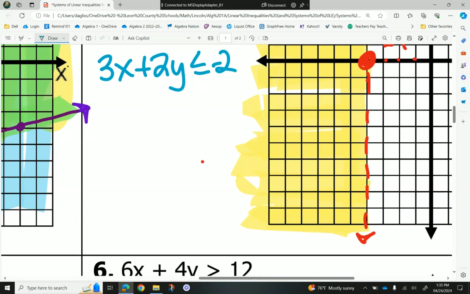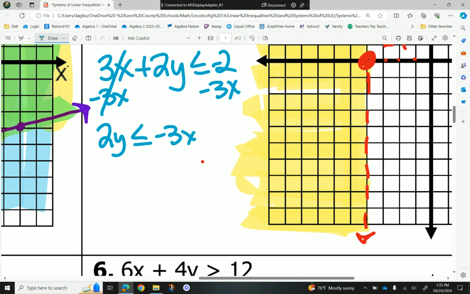What do I always move first? How do I move the x? Subtract. So subtract 3x to the other side. I am left with 2y on the left. The right side has a negative 3x. It also has a negative 2.